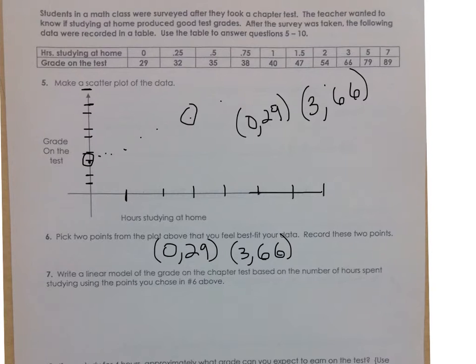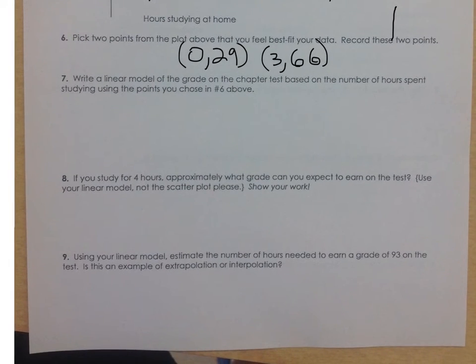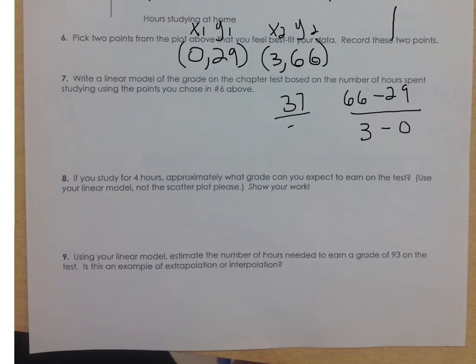(3, 66). Number 7, it says write a linear model. To do that, we're going to have to find the slope. So to find the slope of the 2 points, label them x1, y1, x2, y2. I'm going to do the slope formula again. That's going to be 66 minus 29 divided by 3 minus 0. 66 minus 29 is going to be 37, I believe, over 3.